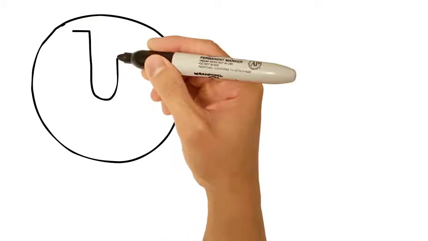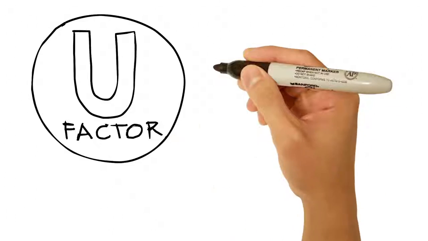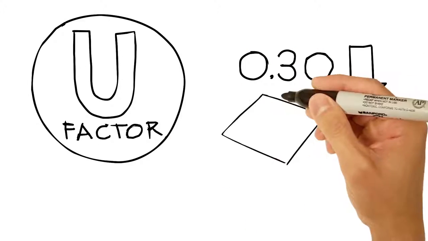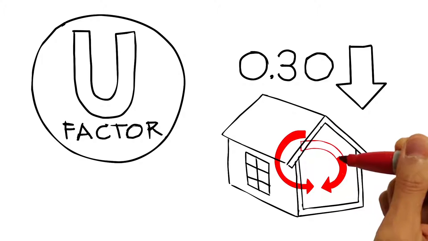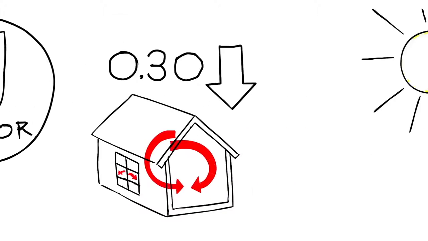U-factor measures how well a window keeps heat inside your home. The lower the number, the more a window resists heat loss. If you live in a cold weather climate zone, you're going to want a low U-factor.